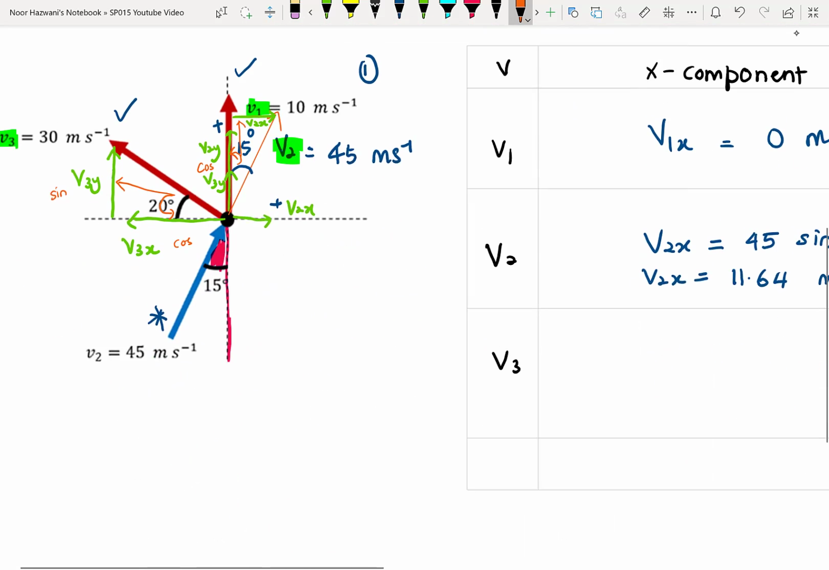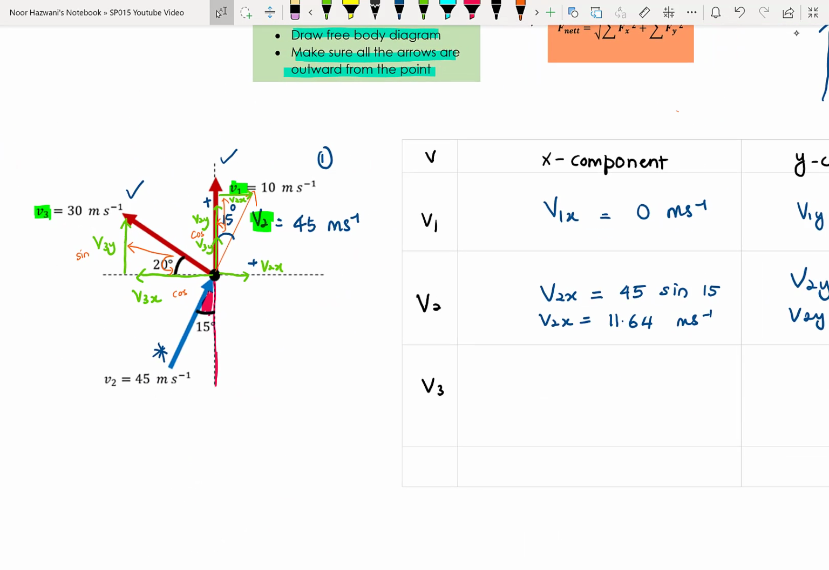Okay. And then back to the table. Okay, so kita akan tulis dekat sini V3X is equals to 30 cos. Cos berapa ni? 20 lah. Okay, cos 20. So is equals to 28.19 meter per second. But then remember that your V3X is acting to the left. Therefore, dia punya value akan jadi negatif. So, jangan lupa untuk tambah negatif dekat V3X you. Kalau tak, you akan salah lah.